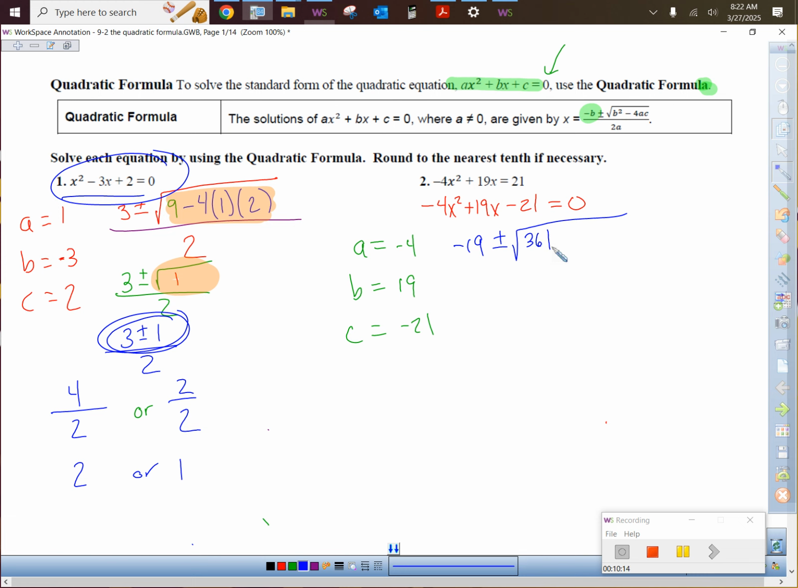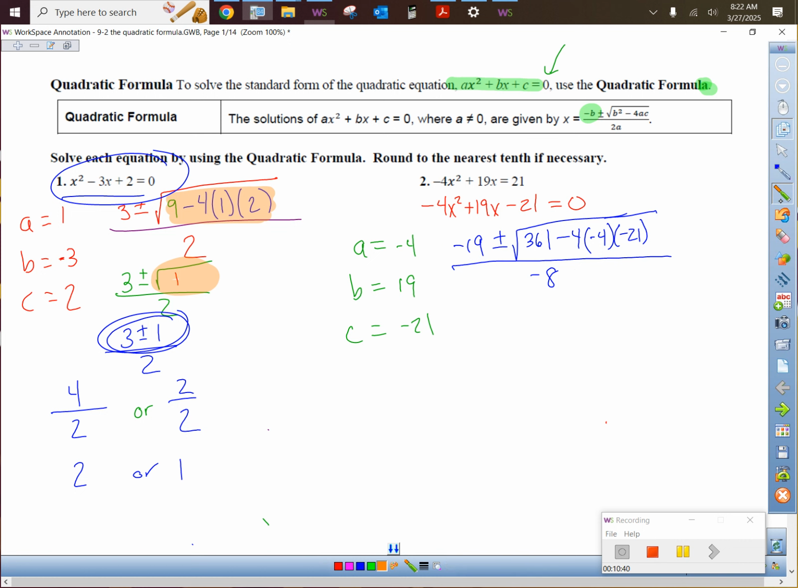Okay, so now I'll keep going. Minus 4 times A, so use parentheses, times C. And make sure all of that stuff is underneath that square root symbol. And then here, I want to go all over 2 times A. What would 2 times A be, my friends? Negative 8.